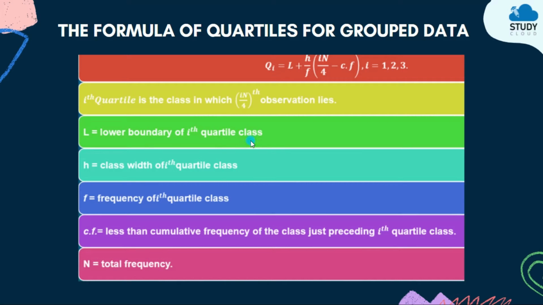If the quartile class is say 10 to 20, then 10 is the lower limit, that is the lower boundary. Now h is nothing but the width of the quartile class. If I say the quartile class is 20 to 40, if you subtract both the values you get the width as 20. Then the frequency will be given to you in the table itself. So the frequency for the quartile class is used for f, and CF is the cumulative frequency of the previous class of the quartile, and N is the total number of observations, that is the total frequency.